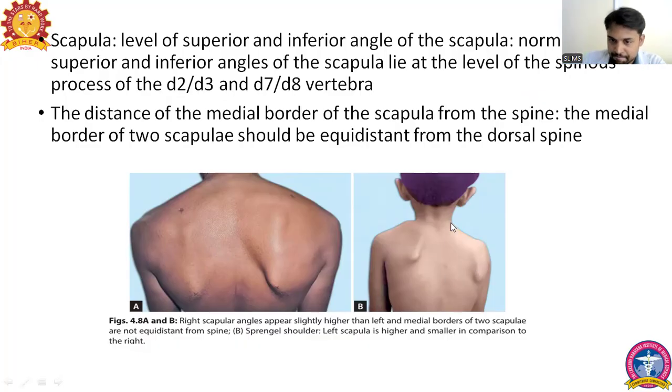You see on this side, the left shoulder is elevated, and the distance between the midline and the medial border of the scapula is more on the right side and less on the left side. This condition is called Sprengel shoulder. The left scapula is higher and smaller in comparison to the right side. You see there is a bump here because the scapula is small and higher than the other. Sprengel shoulder is a short note, so read about it. Next class you will see about it.